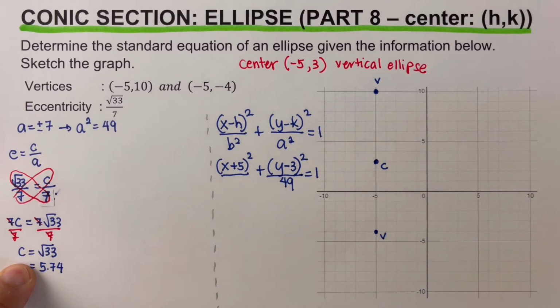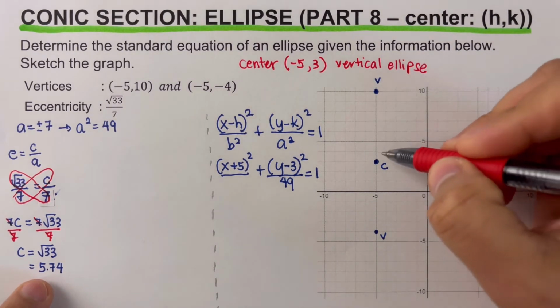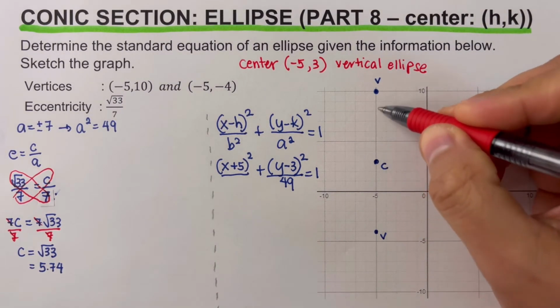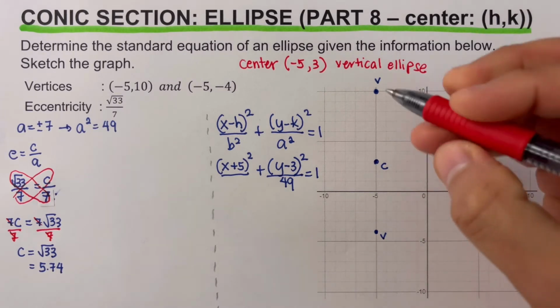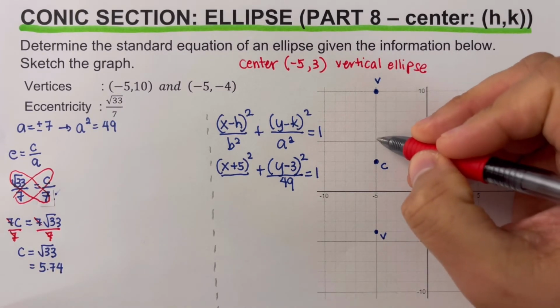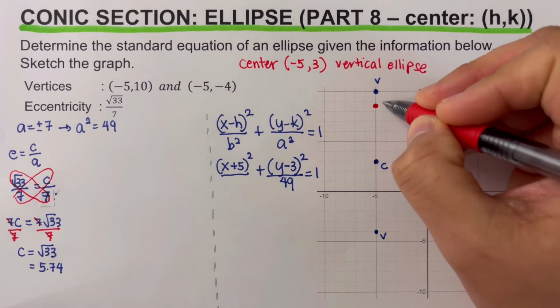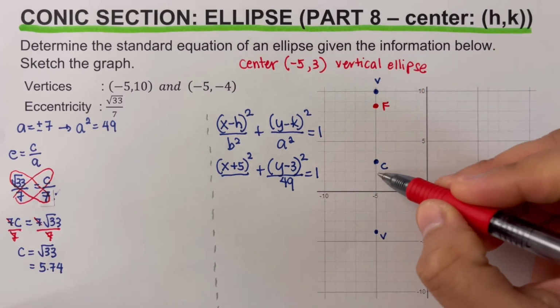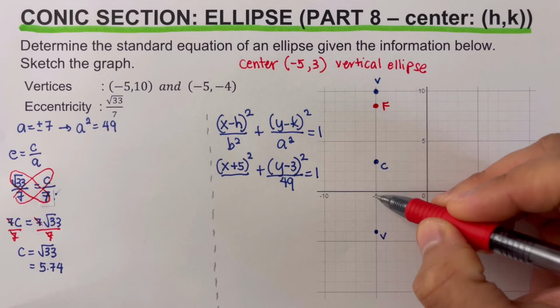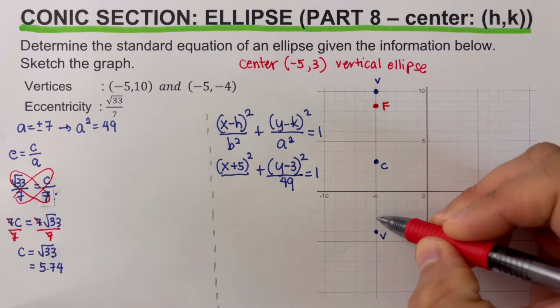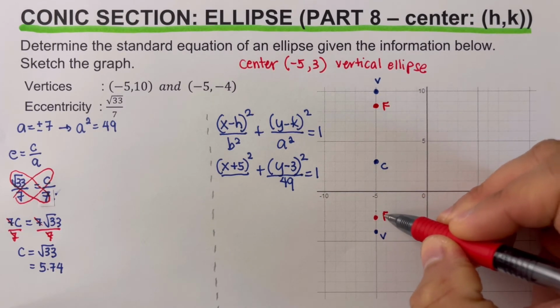And so remember that C is the distance from the center to the focus. So then we go ahead and count 5.74 up and 5.74 down. That's where the focus is. 1, 2, 3, 4, 5.74. So this is our first focus. And then the other focus would be 1, 2, 3, 4, 5.74. This is the other focus right there.